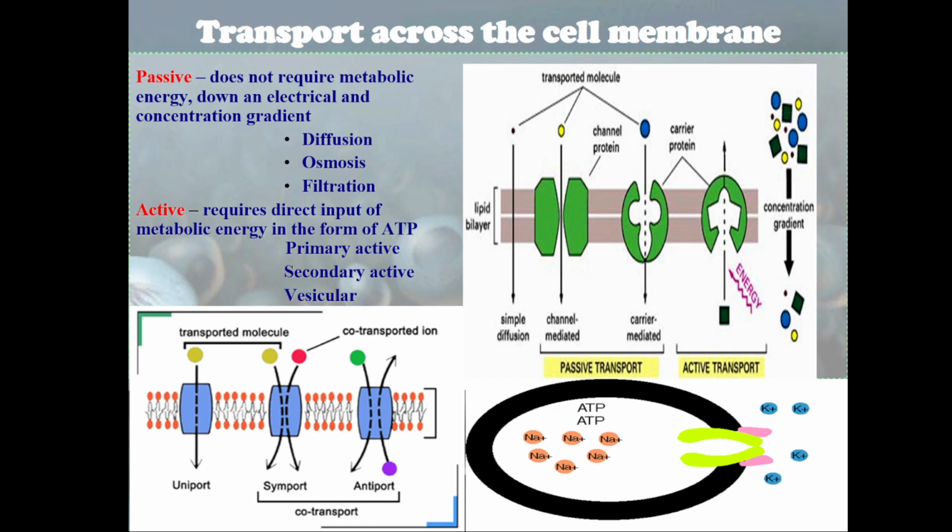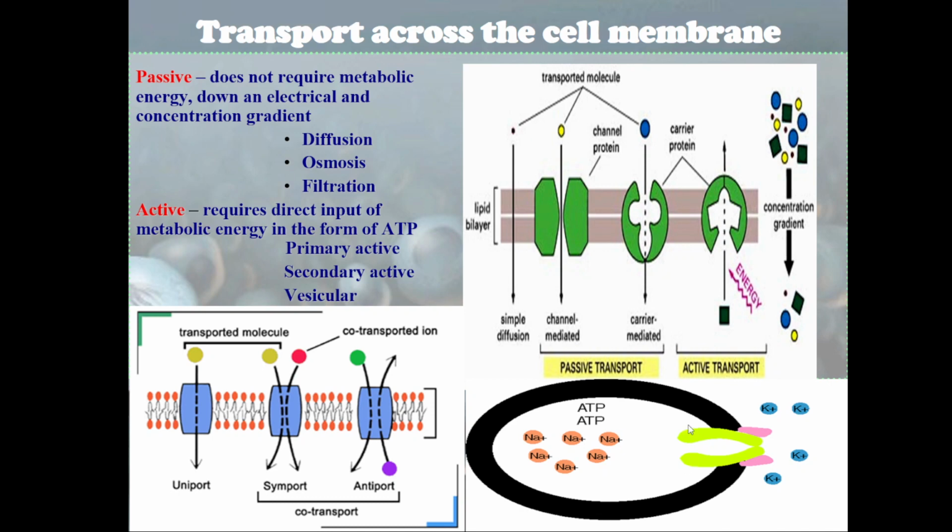The ratio is 3 sodium ions and 2 potassium ions. So each cycle will move 3 sodium ions against their concentration gradient out of the cell, because normally at rest the concentration gradient of sodium ions is directed from outside to inside, and 2 potassium ions from outside to inside against their concentration gradient.